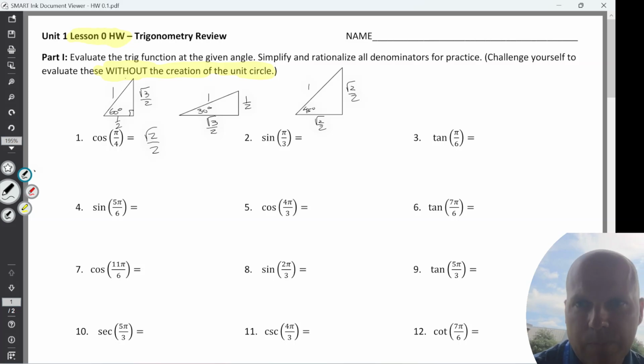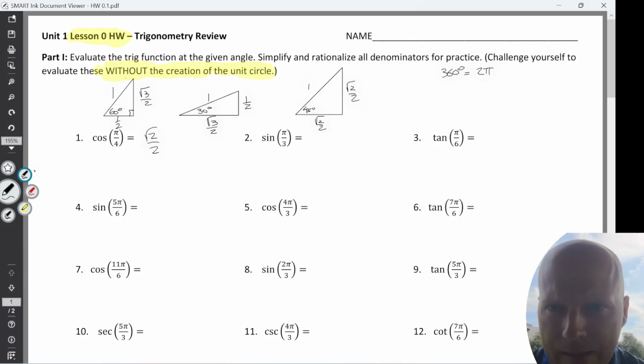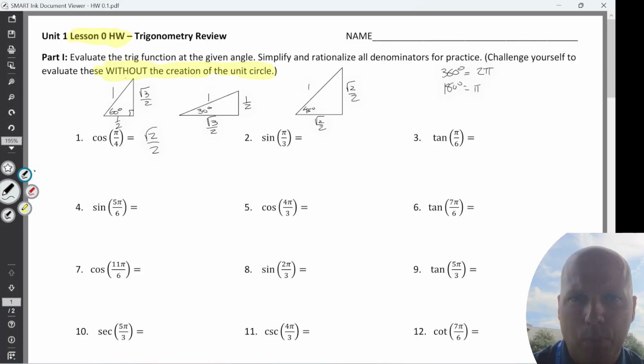And then we talked about radians. Radians were new last year. Radians is just a different way of measuring around a circle, so it's like angle measurements. It's not an angle measurement, it's actually an arc length, but we can think of it as angles. If a unit circle has radius 1, then 360 degrees is 2 pi, which means 180 degrees is pi.